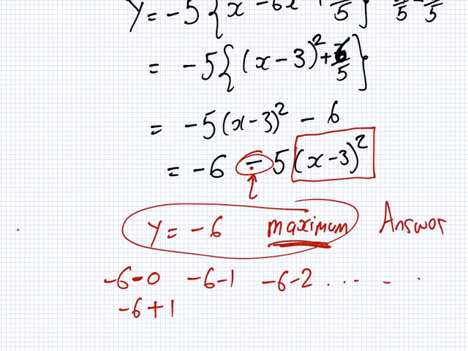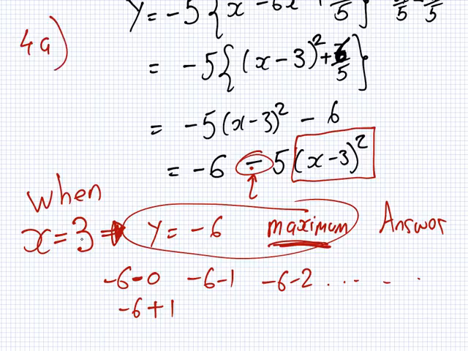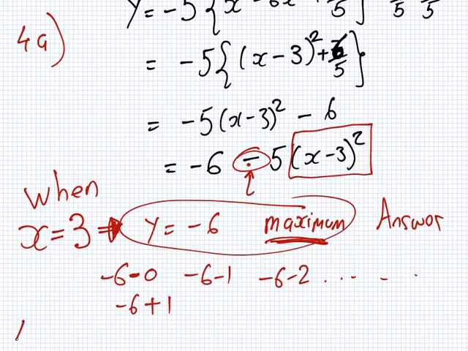And when does this happen? When x is 3. This is when it happens. When x is 3, the maximum will be minus 6. That one was for A. Can you try for B?